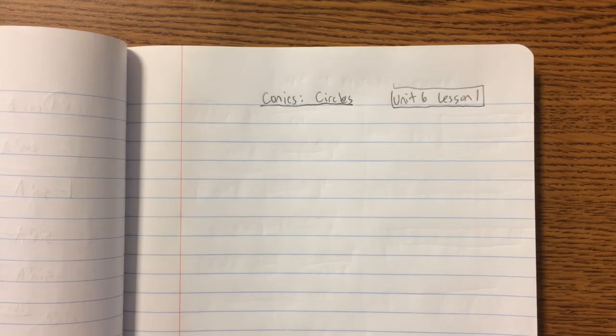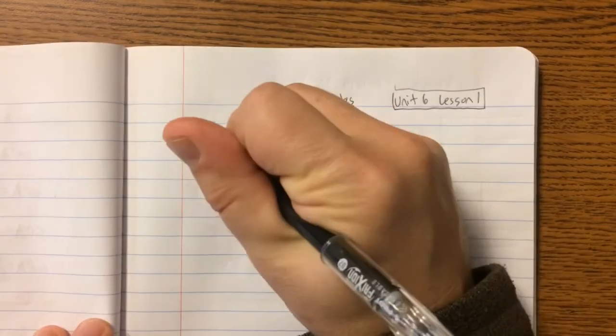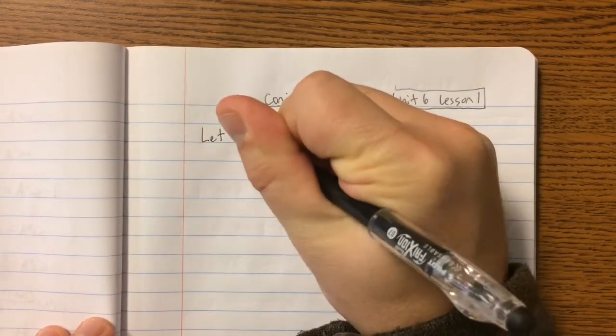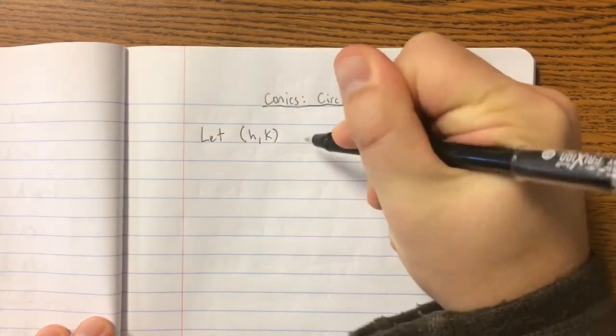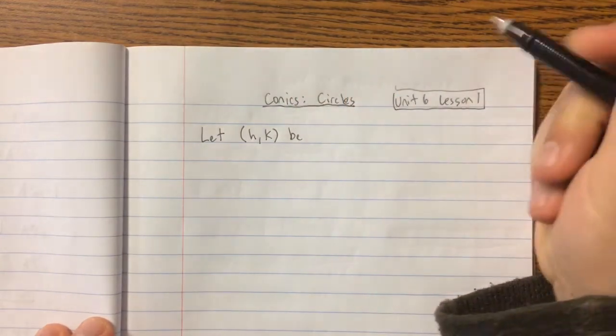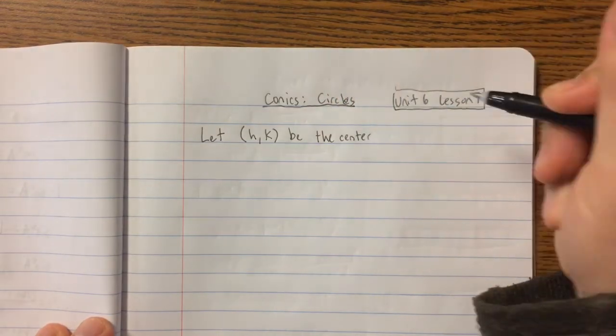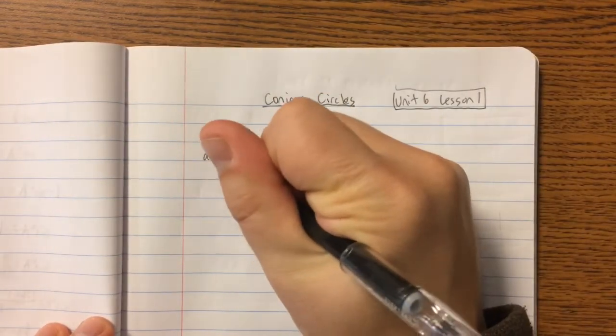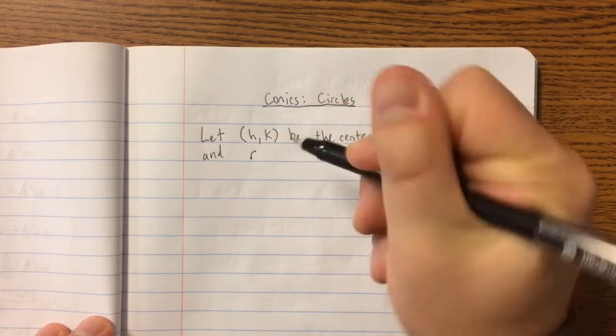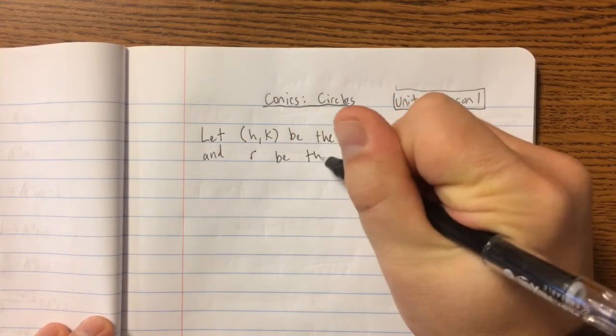Every circle is an ellipse, but not every ellipse is a circle. So a circle is sort of like the square in this case, and the ellipse is sort of like the rectangle. So let's talk about the simpler of the two objects, which is the circle, okay? So let's let (h, k) be the center, and let's let r be the radius.